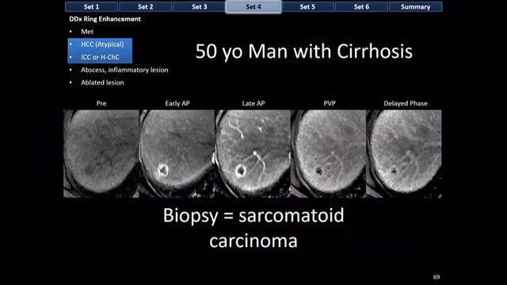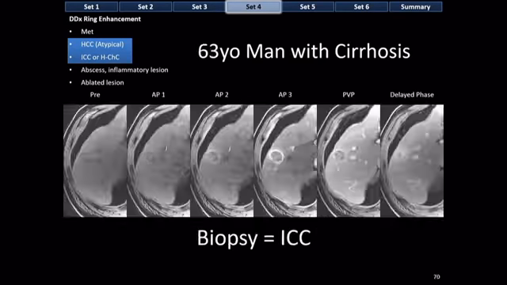So here's another example of a ring-enhancing lesion in segment 7 of the liver. We recommended biopsy, not because we had any doubt that this was cancer. We knew this was cancer. We just didn't know what kind of cancer it was. And so this ended up being a sarcomatoid carcinoma.